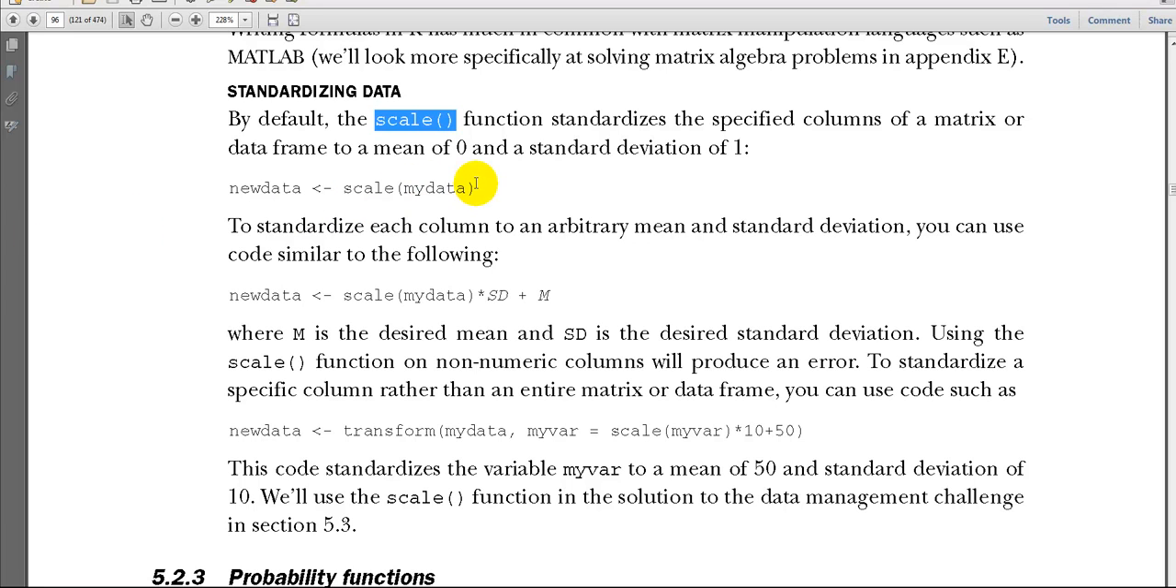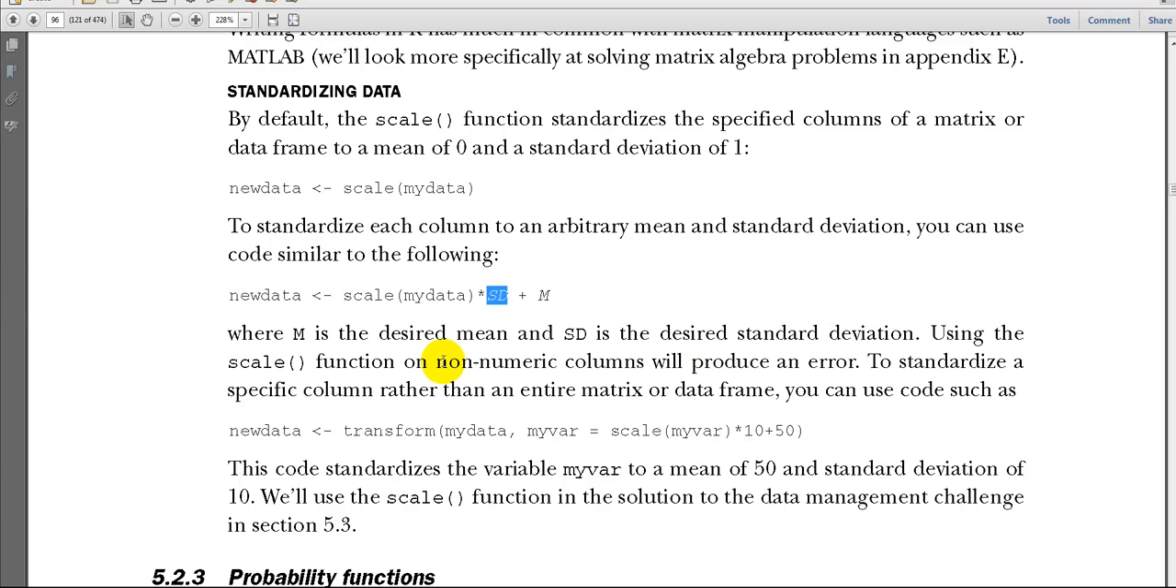Okay, so anyway, we can do that here, scale the data. To standardize each column to an arbitrary mean instead of specifically to 0, you can use code similar to that one. I see, so you could multiply by SD and add M. So you'd first standardize it to a center of 0 and spread of 1. Then if you multiply it by some other number, it's going to have a spread of SD. And then if you add M, it's not going to be centered at 0 anymore. It's going to be centered at M.